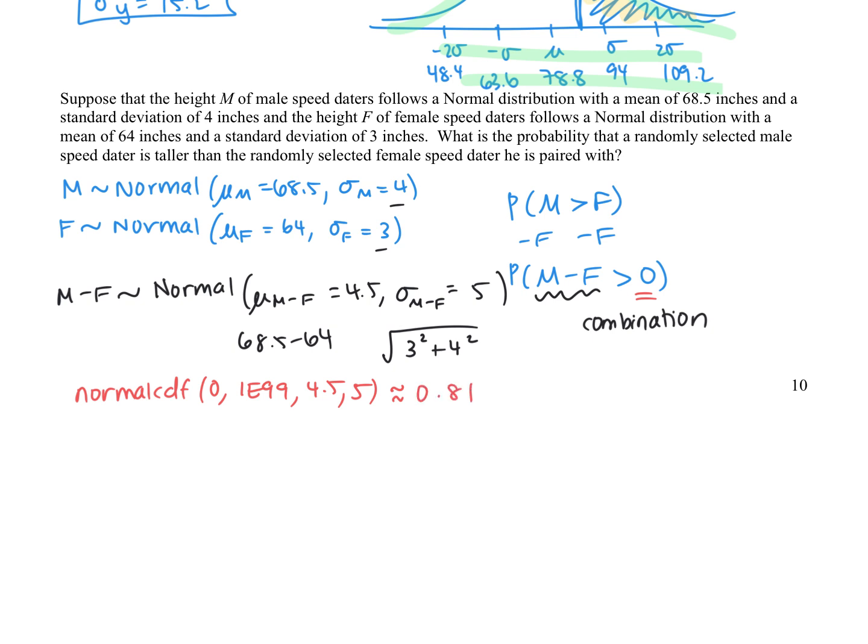And I think you get about 0.816. Where is the normal? How do we get the normal CDF again? Second distribution. Now, ask yourself, does that make sense? Does it make sense that about 82% of the time the male will be taller than the female? Yes.